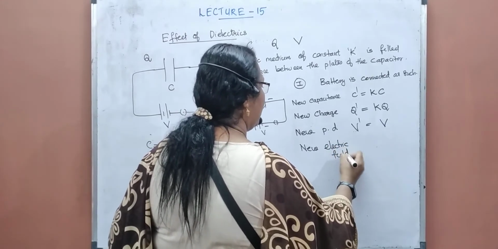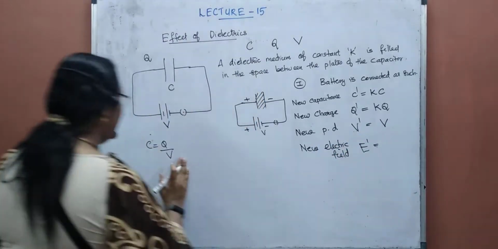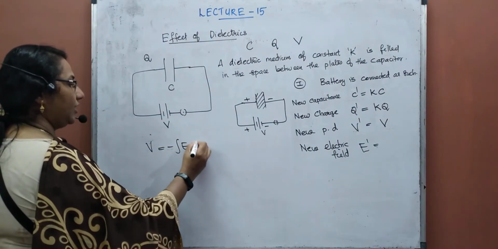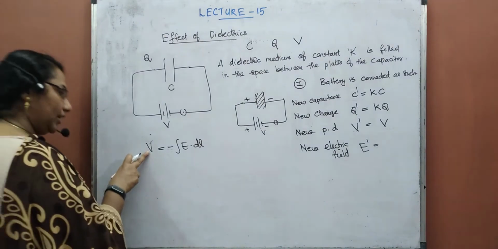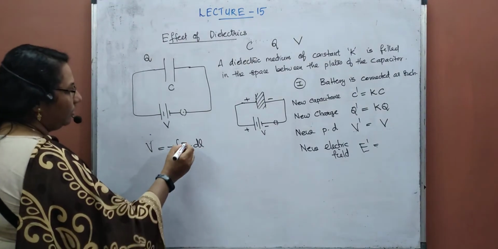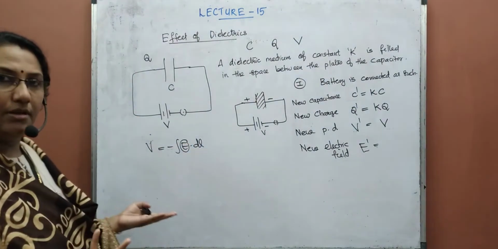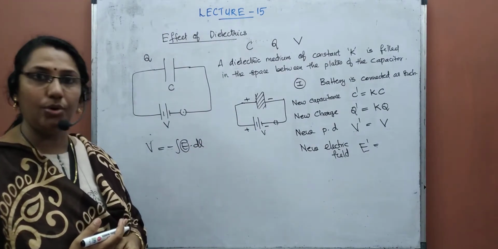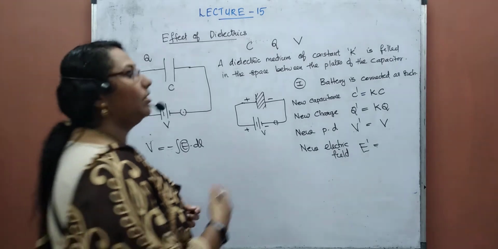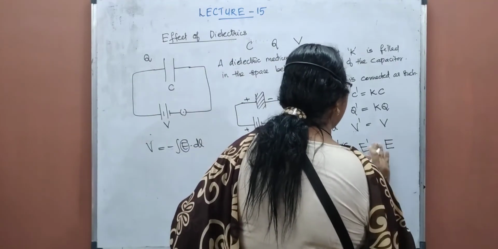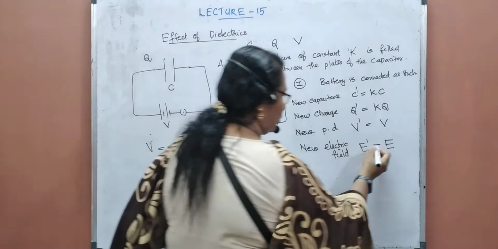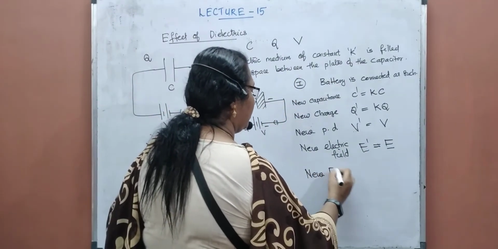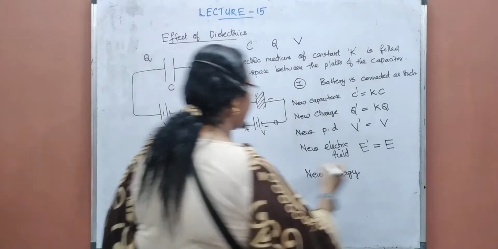Electric field E dash. We know potential is the negative integral of E dot dl. If potential is the same and the distance is the same, does E change? Have you changed the distance between the two plates? No. Distance same, potential same. That is E itself, the initial E itself. No change. Then the new energy. What about the new energy?